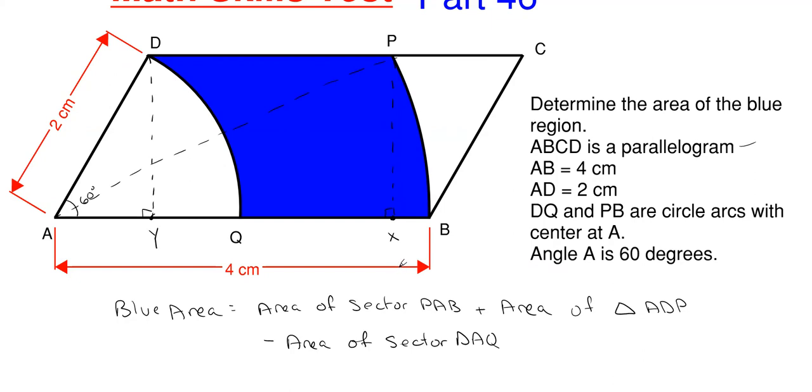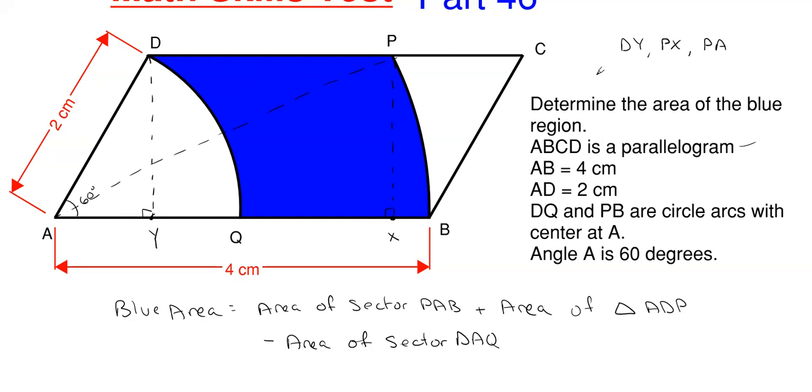So in order to determine all these areas and angles, I need to know what DY is. I need to know what PX is, and I need to know what PA is, this length from P to A as well. If I can get those three lengths, that will help me out tremendously.